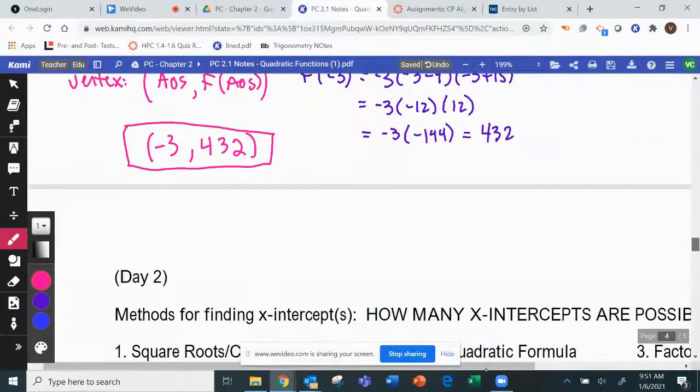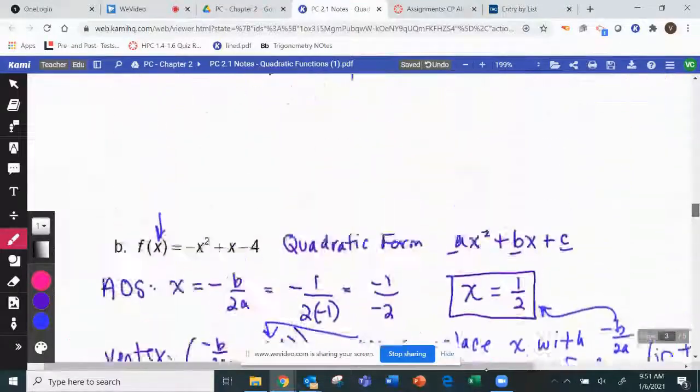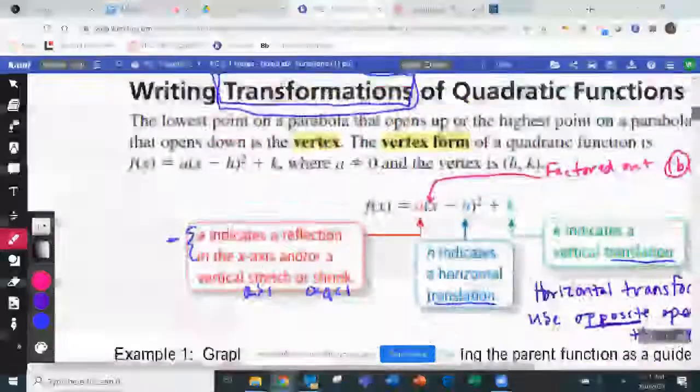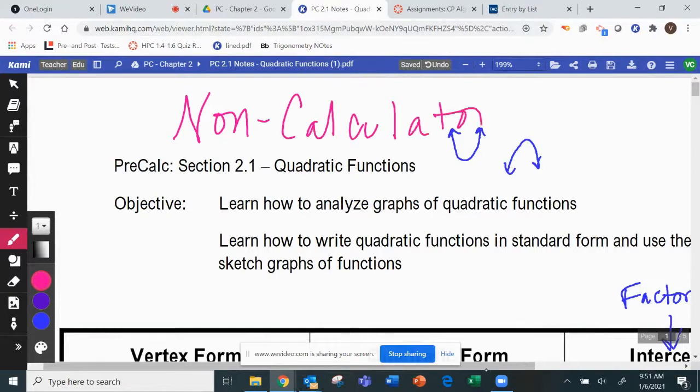And then the next thing says day 2, so we are done with today's notes. Your assignment is a worksheet. The worksheet is non-calculator. You will notice that I did not take out a calculator at all. I actually hand multiplied out that last one. So make sure that you're not using a calculator. You can use your calculator to check your answers, but not to get your answers.